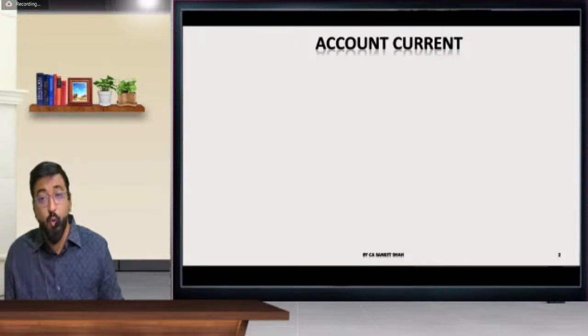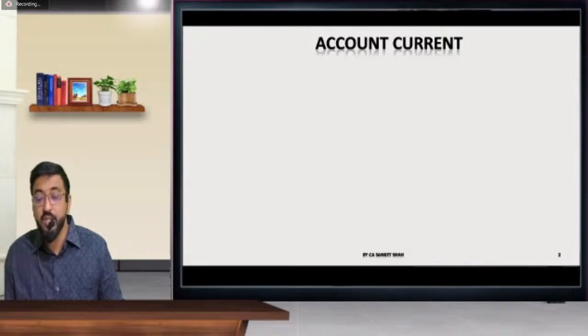Then you have the modern approach, that is: asset, debit balance; liability, credit balance; expenses, debit balance; income, credit balance; and capital, credit balance. Now, friends, after understanding these entries, we have to revise the chapters line by line. Number 1, bill of exchange.